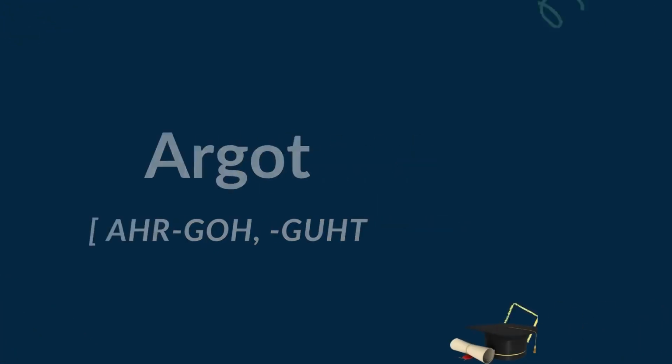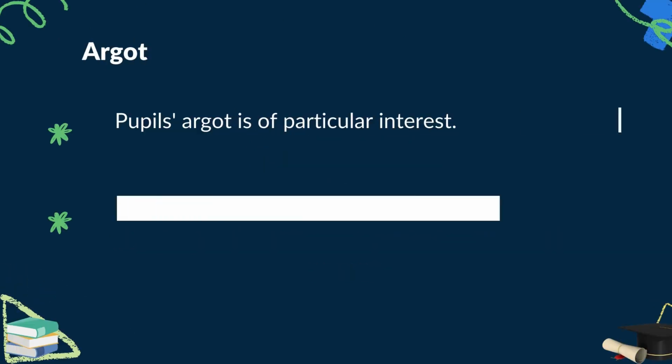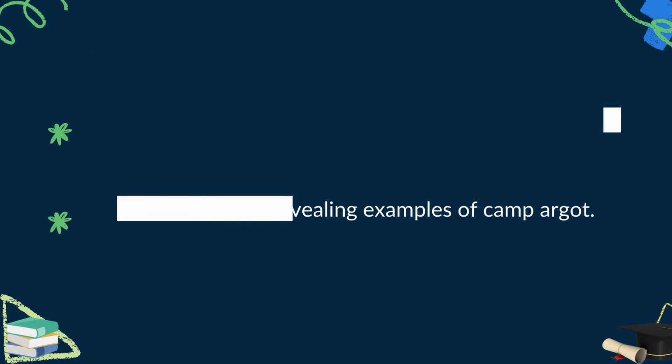A-R-G-O-T. Argot. Argot means slang, speech spoken by only a small group of people. Here are some ways you can use the word in a sentence. 1. Pupils' argot is of particular interest. 2. There are other revealing examples of camp argot.